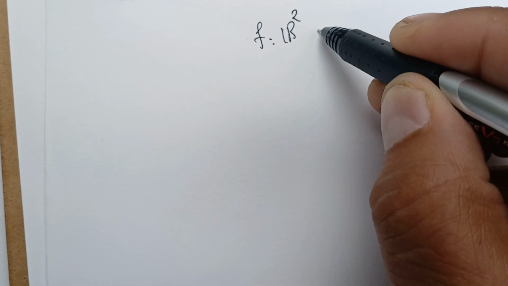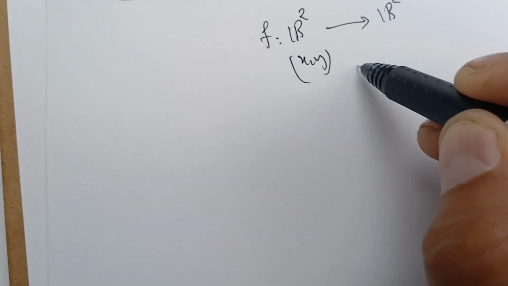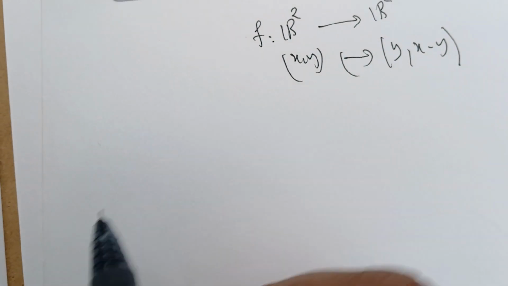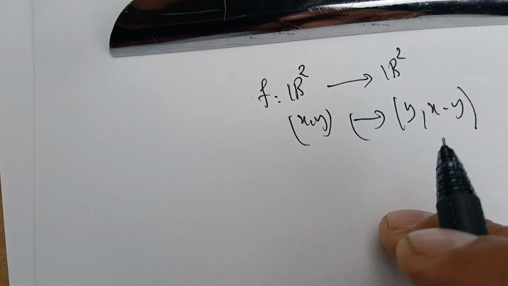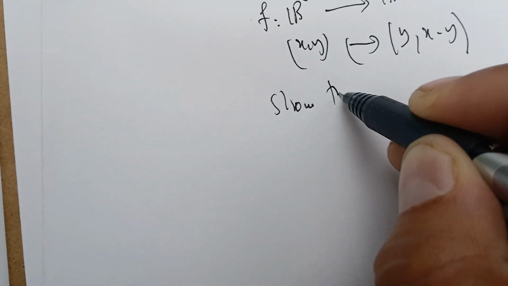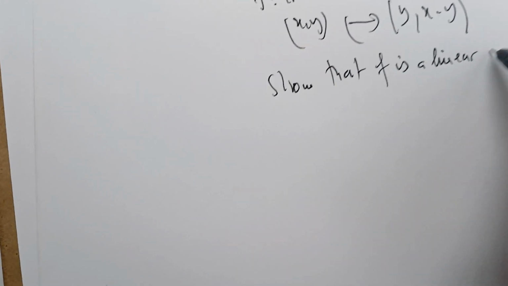Let's assume that we have the following mapping. f is going from R² onto R², such that for every (x, y) we have f(x, y) = (y, x − y). So we want to show that this mapping is linear. That's our aim: show that f is a linear mapping.